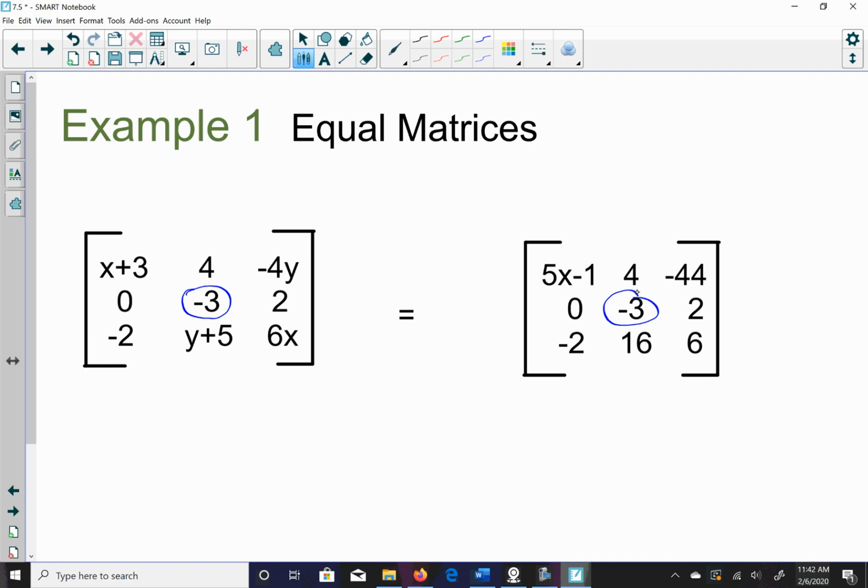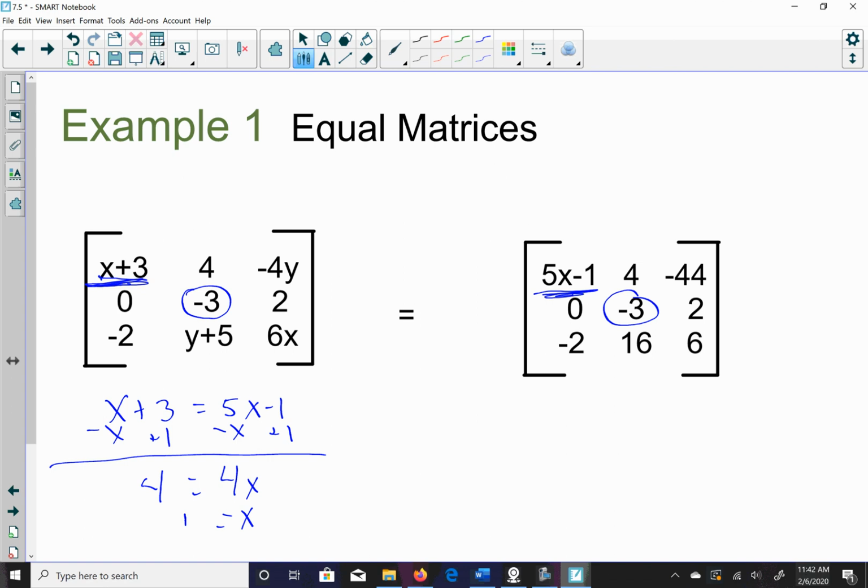So if I'm asked to solve for x, I have x plus 3, which is in row 1, column 1, and that needs to equal 5x minus 1. So I'm just going to take x plus 3 is equal to 5x minus 1, and solve that equation. I'm going to subtract x from both sides of the equation, and while I'm at it, I'm going to add 1 to both sides. Hope that doesn't throw anyone off. And I get 4 is equal to 4x. x is equal to 1.